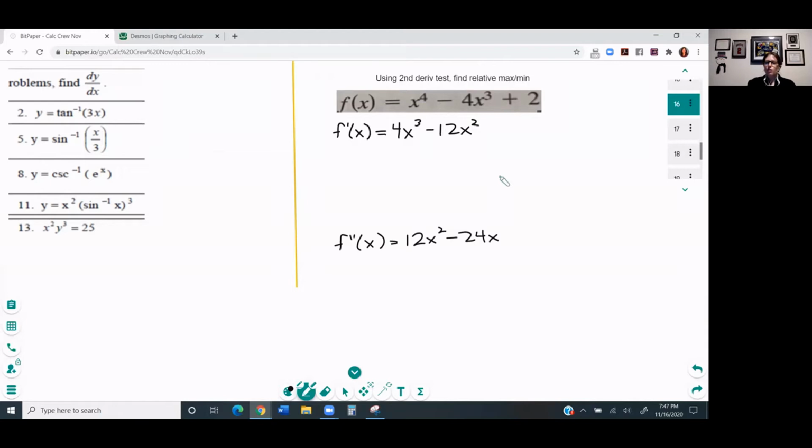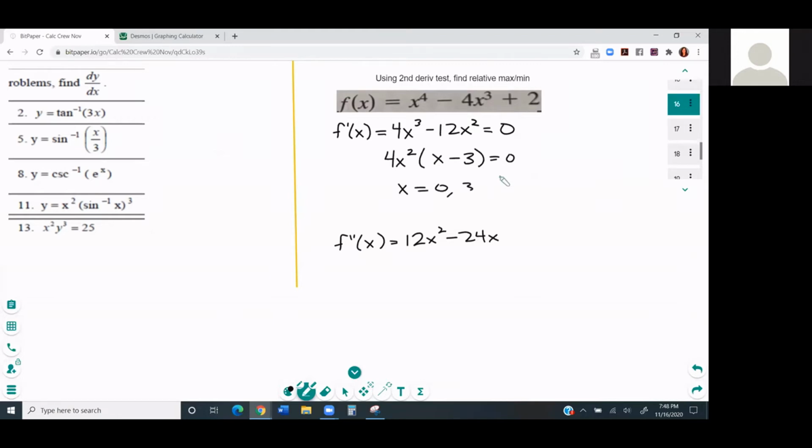So the first part of finding a relative max or min is going to be the same whether you're using the first or second derivative test. So we'll take our derivative and then let's find our critical points. You can factor out 4x squared, so then it's going to be x minus 3. So then the critical points are going to be 0 and 3. And then it's never going to be undefined.